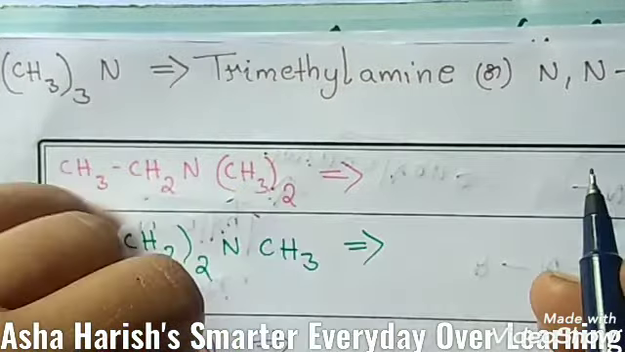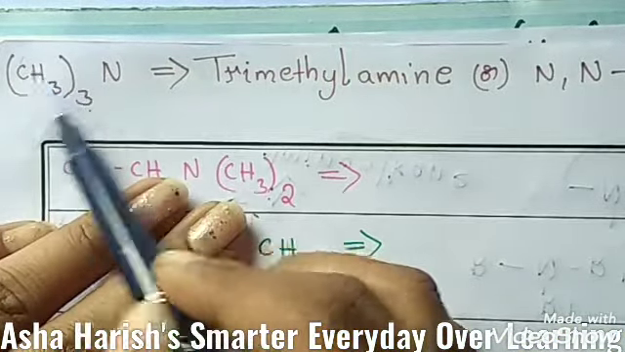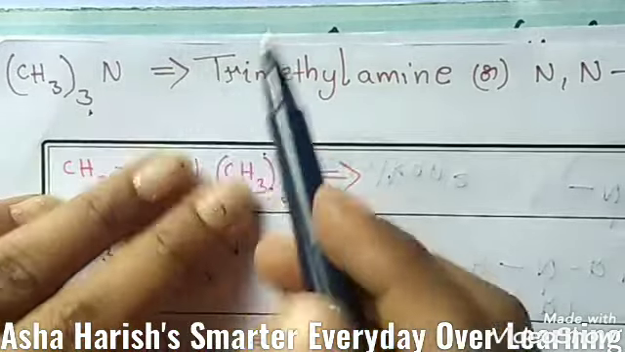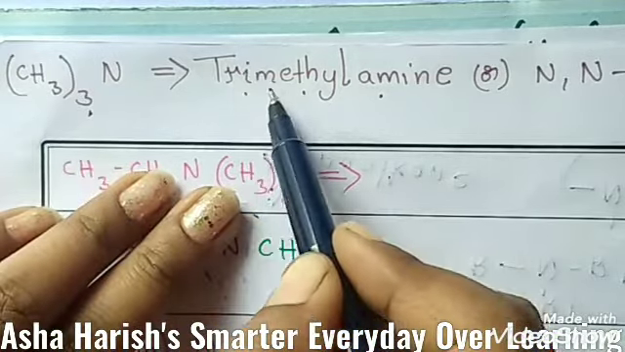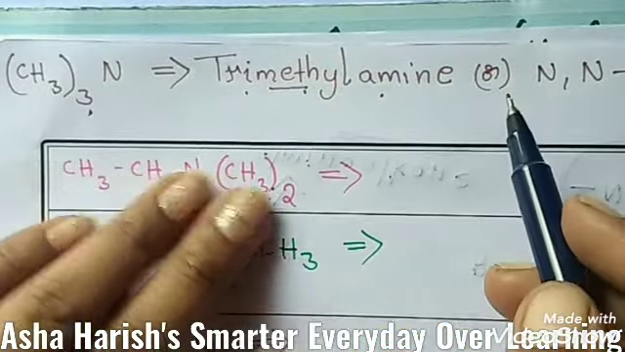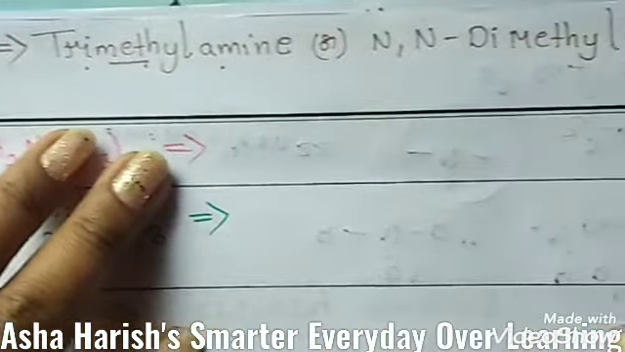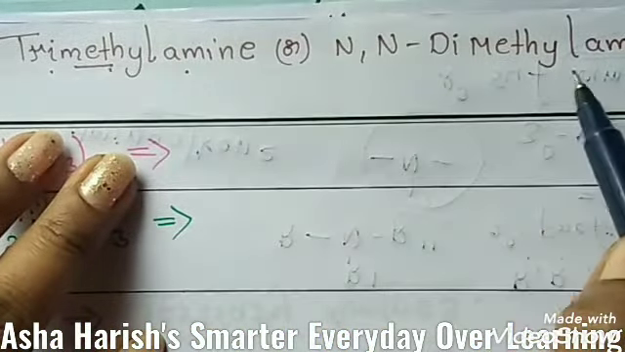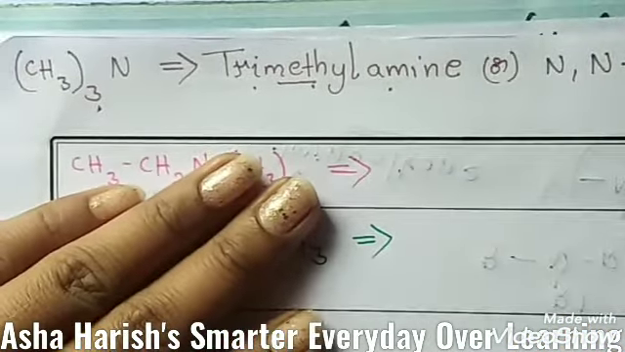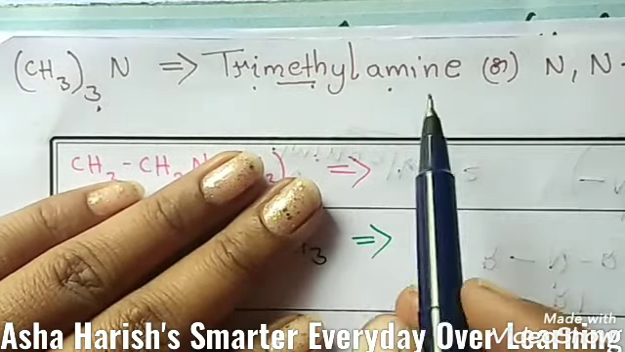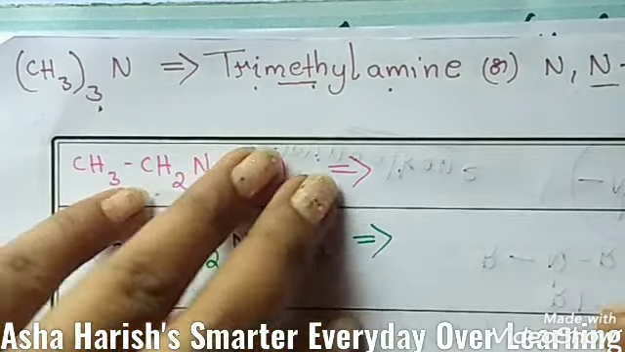See the first example, (CH3)3N. Here three methyl groups are located, so the name should be trimethylamine. Here only one carbon, so meth is the root word. Students, instead of this, we can also write N,N-dimethylaminomethane. Why? Because here all are single bonds. Here N is represented, so no need to write about the next one.